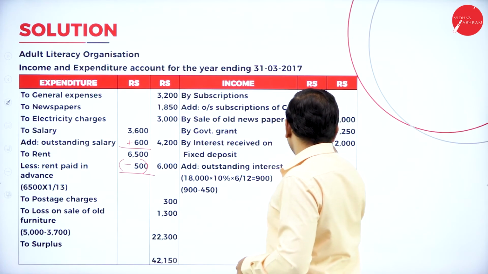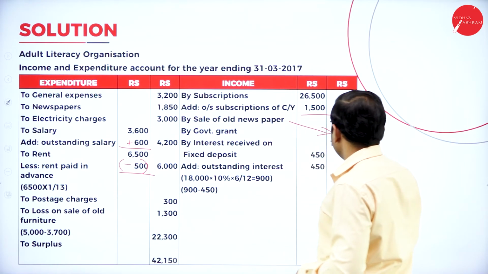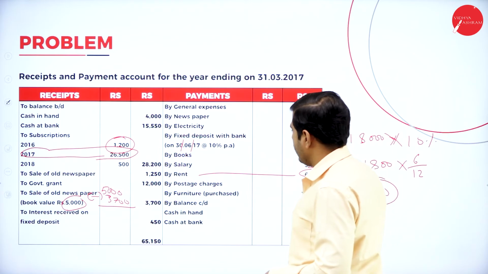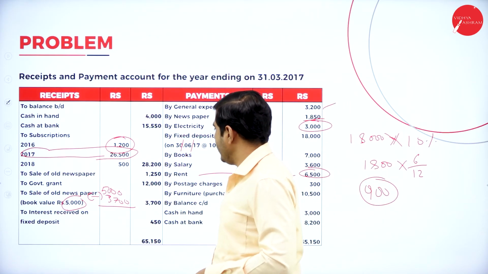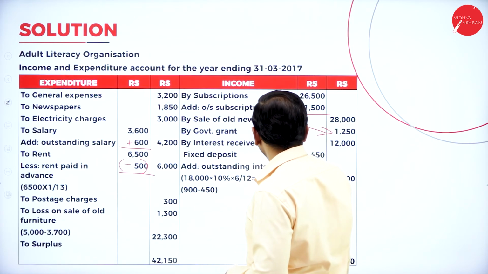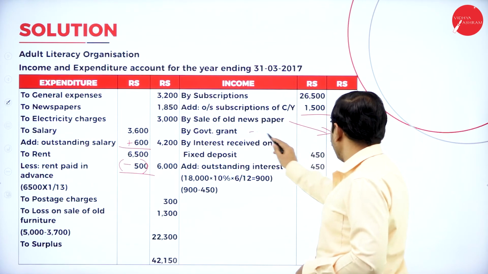Again, sale of old newspaper is 1,250. Here sale of old newspaper is 1,250. Government grants 12,000. So write government grants 12,000.